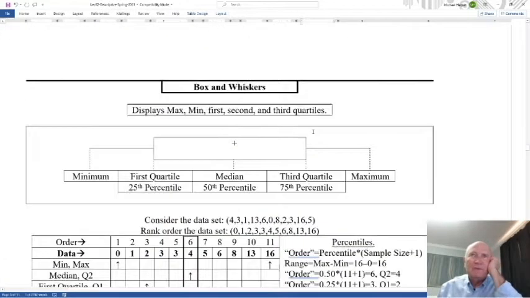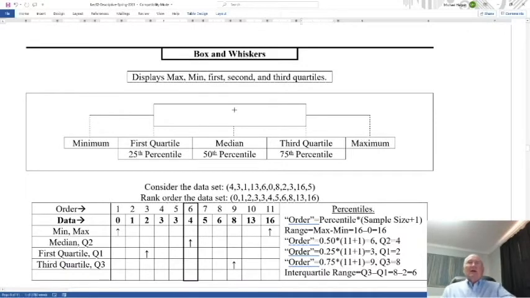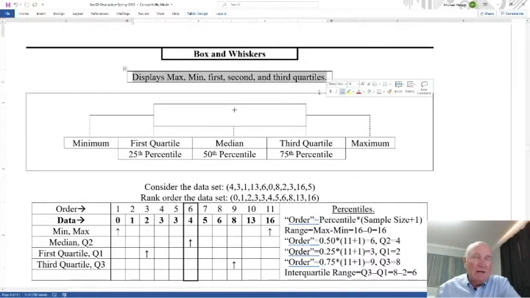Okay, let's go on. Box and whiskers plot. Okay, now let's get into the percentiles. The box and whiskers displays the maximum, the minimum value, the first, second, and third quartiles. And so I call it box and whiskers because you have a box here and you have whiskers on either end. But some people call this just a box plot. But the way I'm representing it is what we'll use in this course and the homework and the exams and everything.